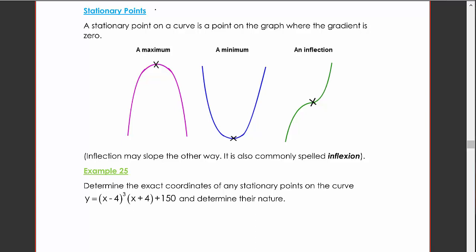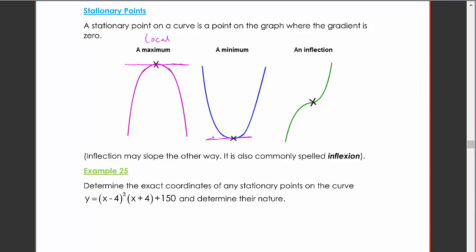Stationary points. Now, stationary points are points on the curve where the gradient is zero. And I've talked about this idea of a tangent having a gradient zero being important. And this is why. Because we can find maximum points on a curve. These are called local maxima.